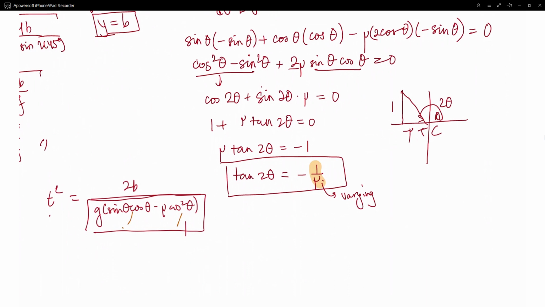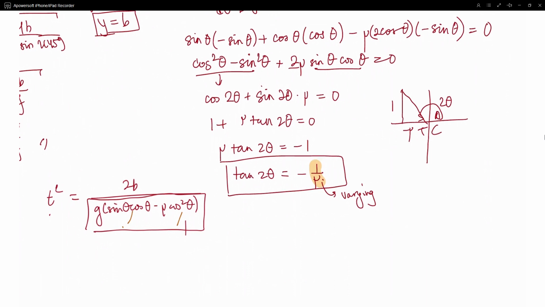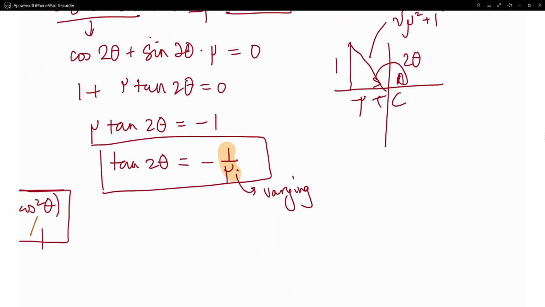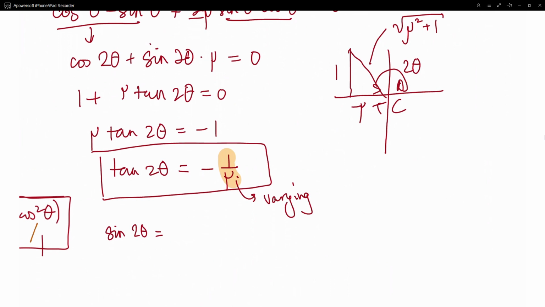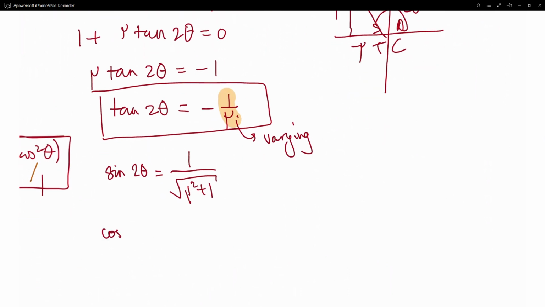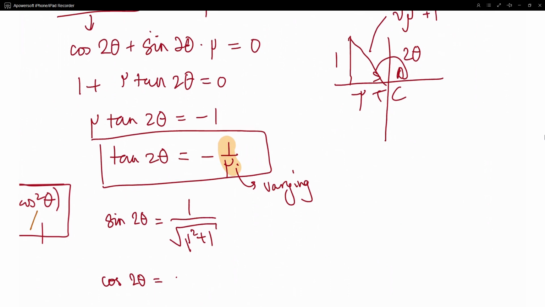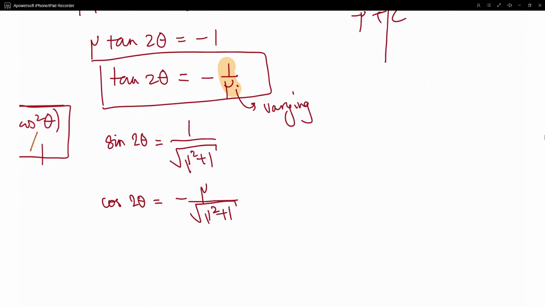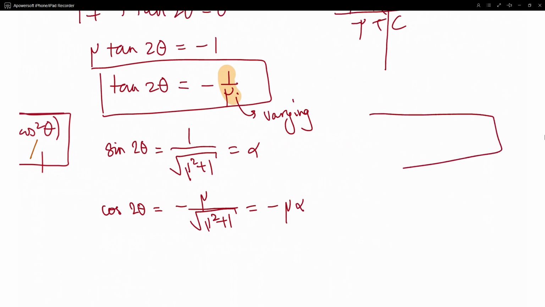So that's what it basically tells us. Of course now we can work out the whole trig values. Because the hypotenuse here is just root mu squared plus 1. So I know that sine of 2 theta is opposite over hypotenuse, so it's 1 over root mu squared plus 1. Cosine 2 theta is adjacent over hypotenuse. Actually, for simplicity's sake, let's just denote this value, 1 over root mu squared plus 1, as alpha. So this becomes negative mu alpha. Let's write this here also.